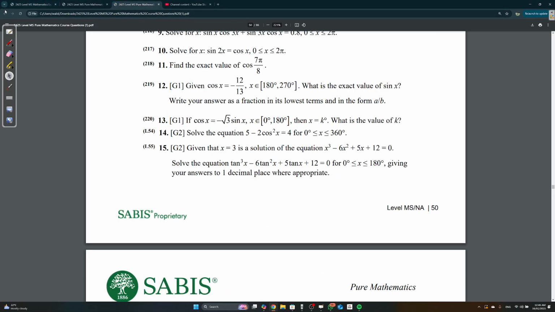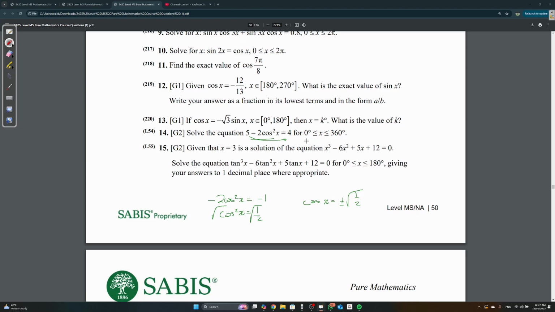Solve the equation 5 minus 2 cosine squared x is equal to 4. Very, very easy again. 5 to the other side, you get negative 2 cosine squared x is equal to negative 1. Divide by negative 2 on both sides, you get cosine squared x is equal to half. Obviously, you can take square root of both sides. Okay, so you're going to get cosine x is equal to plus minus root half, right?